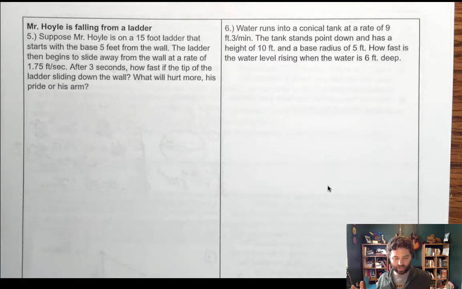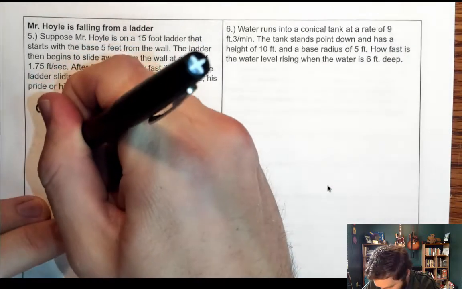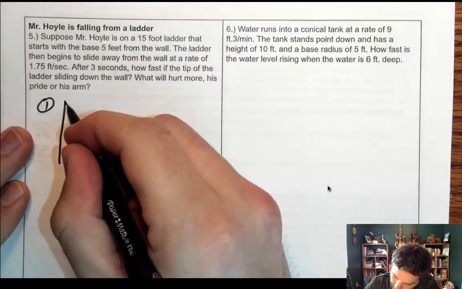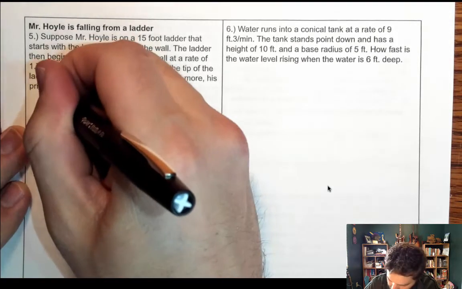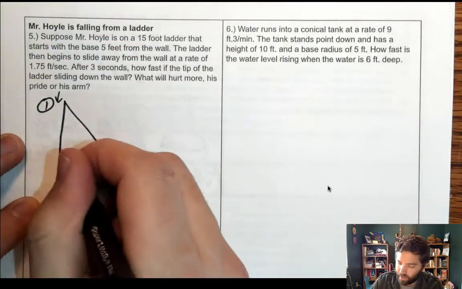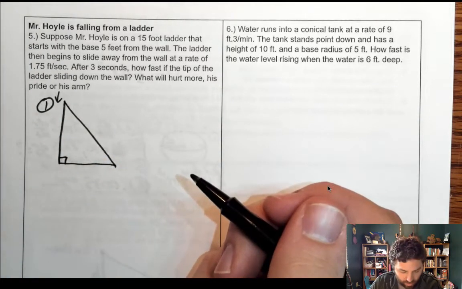Hopefully this situation, I can convince you, is a related rate situation. Let's draw the diagram here. So here's our wall. Here's our ladder. It's sliding down the wall, so the tip of the ladder is sliding down. Let's think at the outset that our answer should be a negative value because it's moving downwards.